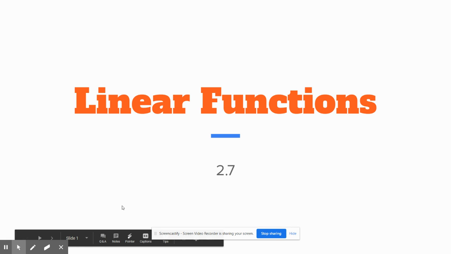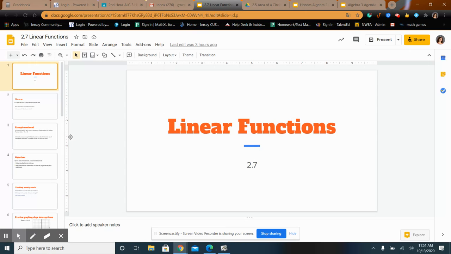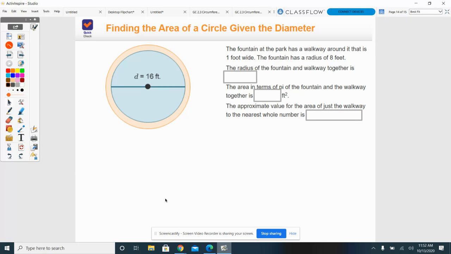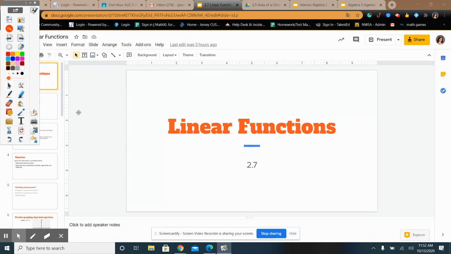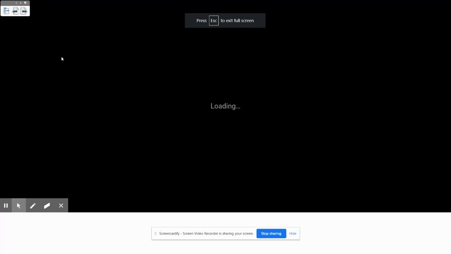A lot of this is review from your Algebra 1 days, but this is a super important topic, and it is extremely heavily covered on your SAT. So these are things that you're really going to want to pay attention to and make sure that you ask questions if you have them.